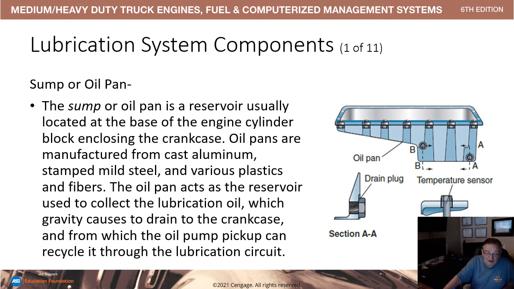Oil pans are manufactured from cast aluminum, stamped mild steel, and various plastics and fibers. The oil pan acts as a reservoir used to collect lubrication oil, which gravity causes to drain into the crankcase, and from which the oil pump pickup can recycle it through the lubrication circuit.